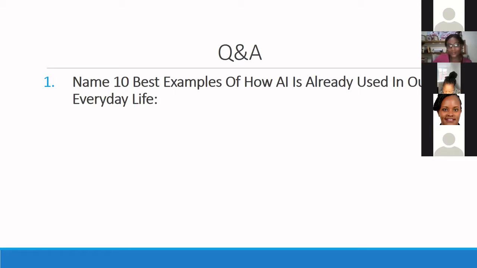Let me give you an example. Phones. Autocorrect. When you're typing a text message on WhatsApp and your keyboard is already almost predicting what you're going to say next, that is artificial intelligence. It's a very simple example of how AI has been applied in our simple lives.